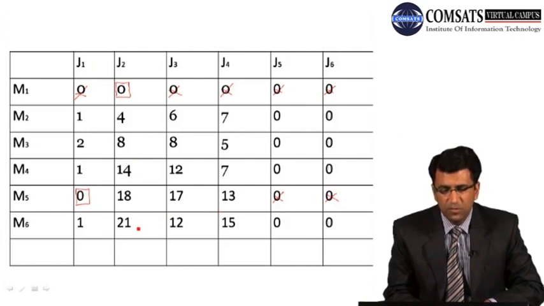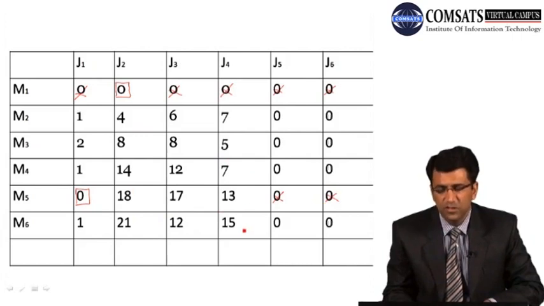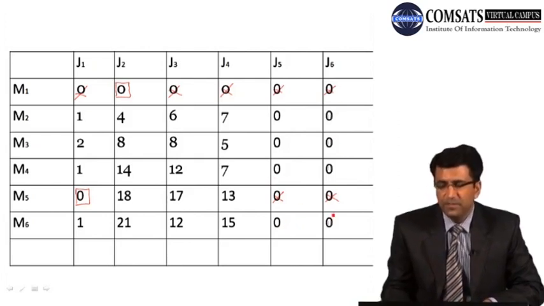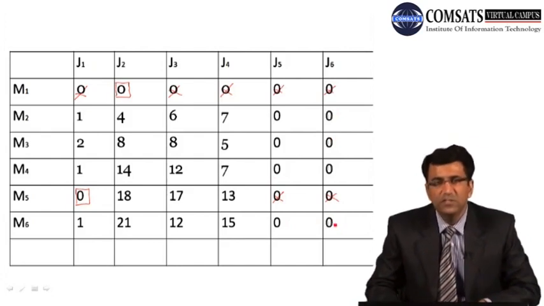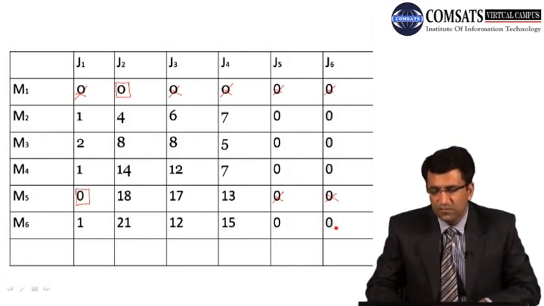In second column you can see there is no zero available. In third column no zero available. In fourth column there is no zero available. Again in fifth column there are more than 1 zero, so we can spare it. Again in sixth column there is more than 1 zero available, so we can always leave this column.